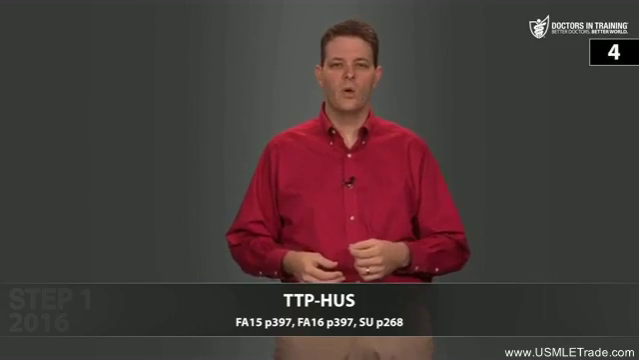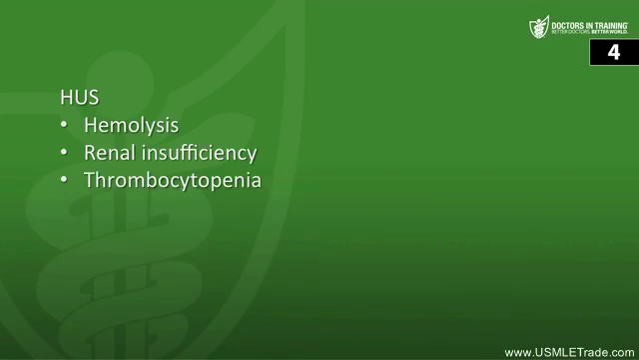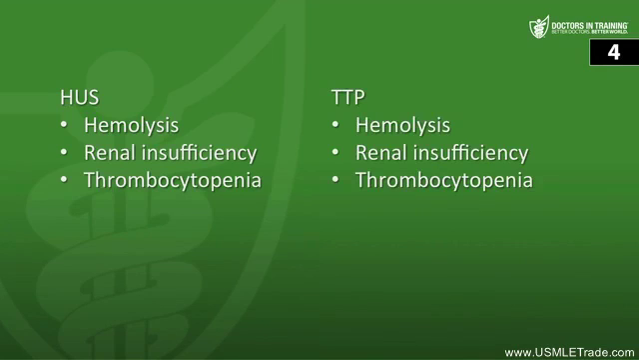In the study guide it says, what's the classic triad of findings in HUS and the classic pentad of TTP? So with hemolytic uremic syndrome, you have hemolysis, we just saw that, and it's hemolytic uremic syndrome, so you're going to have some uremia and renal insufficiency. And then you also have thrombocytopenia, because the platelets are aggregating like crazy and they're getting used up. So with both HUS and TTP, you have those three things: hemolytic anemia, uremia, and thrombocytopenia.